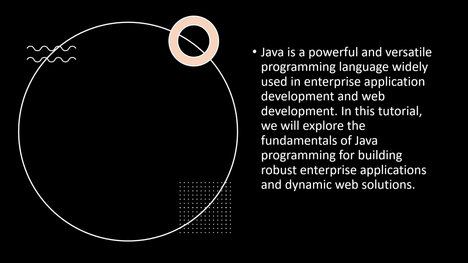So Java is a very powerful and versatile programming language. It's been there for a long time, like C and C++, and it's widely used in the backend side of web applications, and in enterprise applications and web development. In this tutorial, we'll explore the fundamentals of Java programming and also build some enterprise applications and web solutions. We'll go on a step-by-step basis so that you get a grasp of the concepts of Java, and also delve into more modern concepts like Spring Boot and Kotlin, which are clubbed with Java.